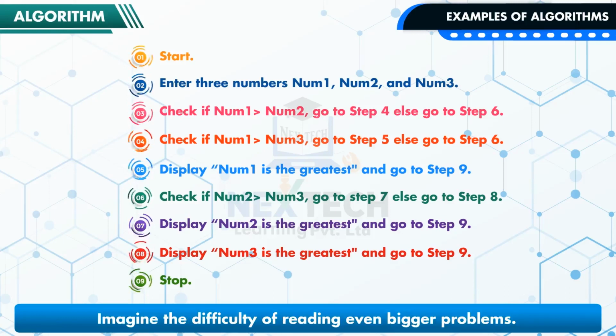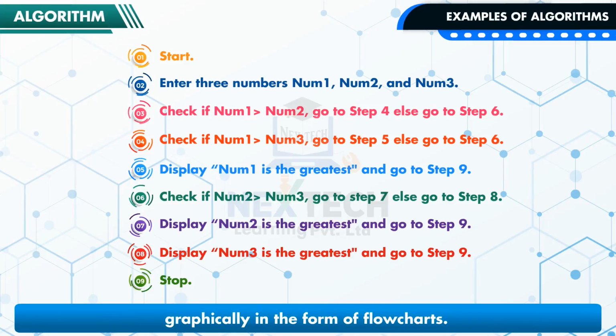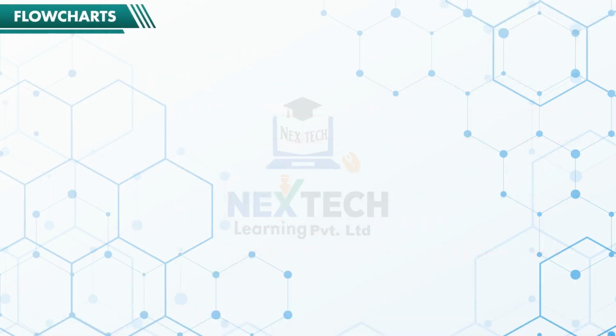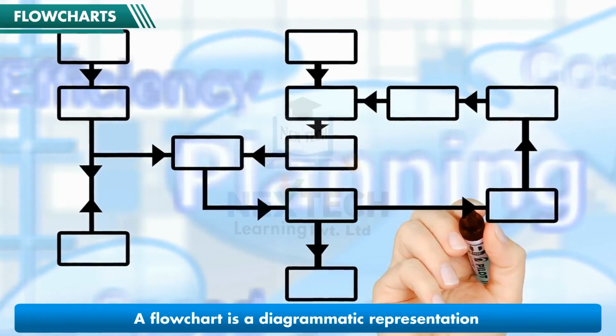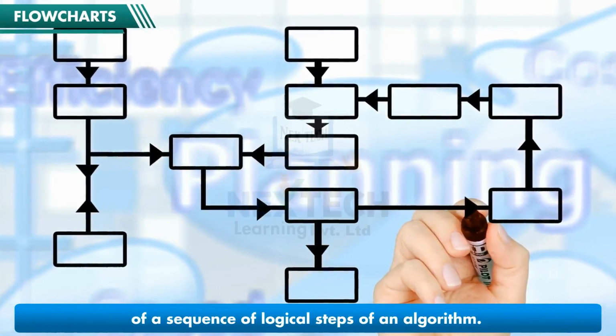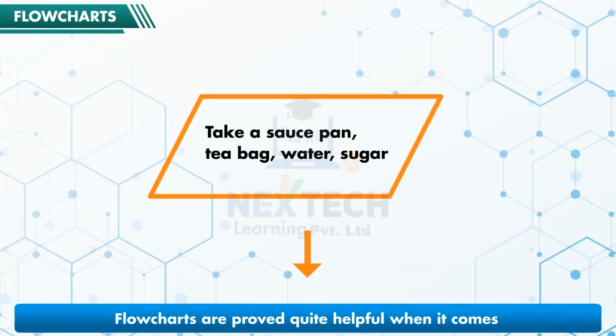Imagine the difficulty of reading even bigger problems. There is an easier form of depicting the same step-by-step procedure graphically in the form of flowcharts. Let us now learn what flowcharts are. Flowcharts. A flowchart is a diagrammatic representation of a sequence of logical steps of an algorithm. Flowcharts have proved quite helpful when it comes to analyzing the logic of a program.